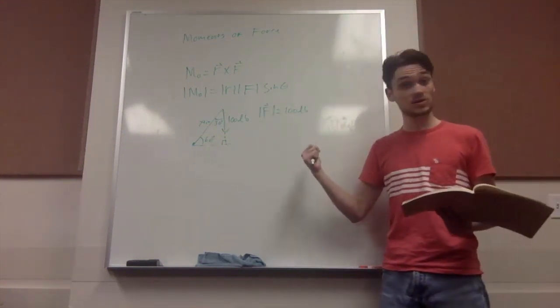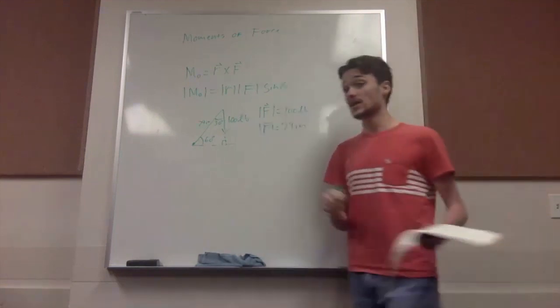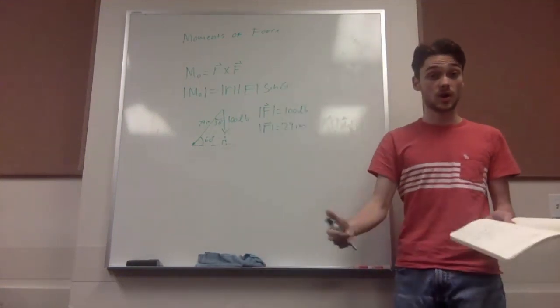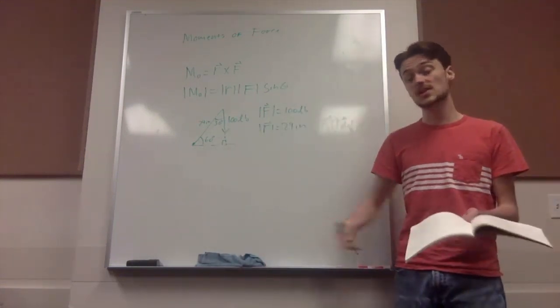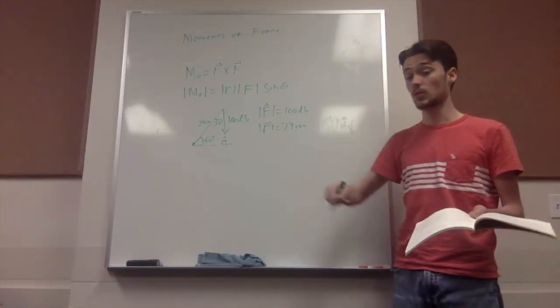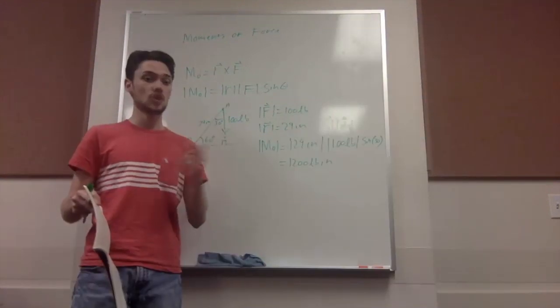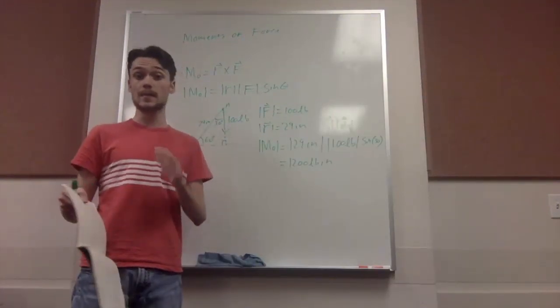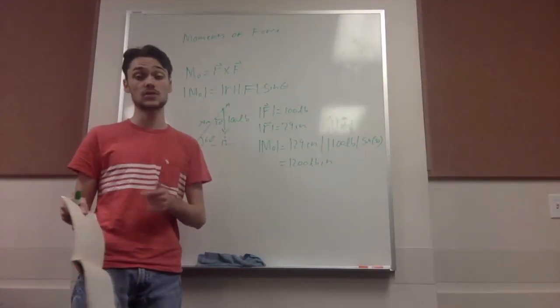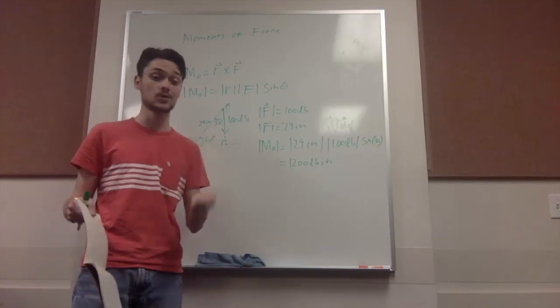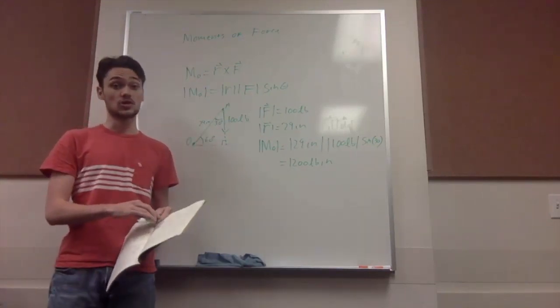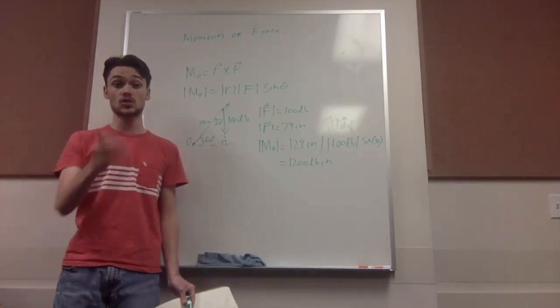So we know that the magnitude of the force is 100 pounds, and we know that the magnitude of the vector R is going to be 24 inches, which is just the distance from the point O to the point of application. We'll call it A. So from our new equations, we get that the magnitude of the moment of force is going to be equal to 1,200 pound-inches. Now, in order to determine directionality, we use the right-hand rule.